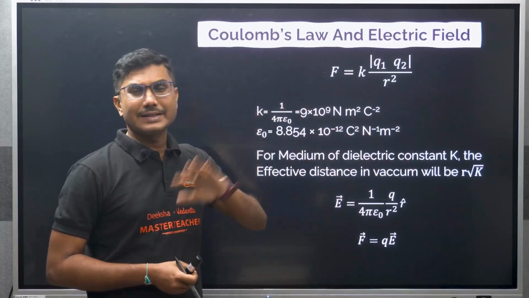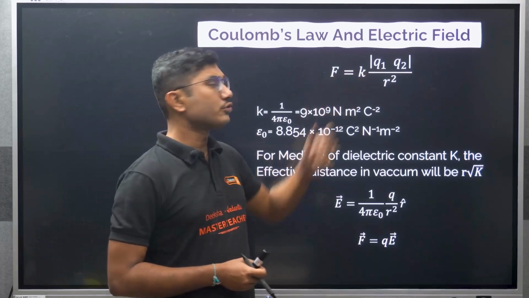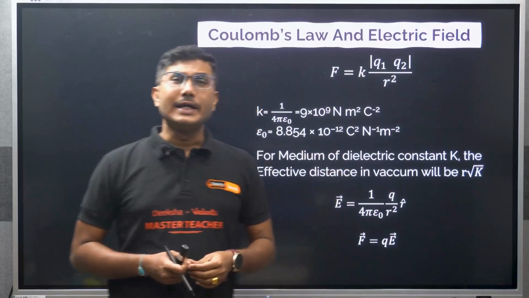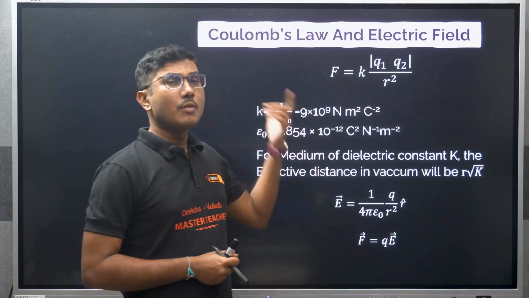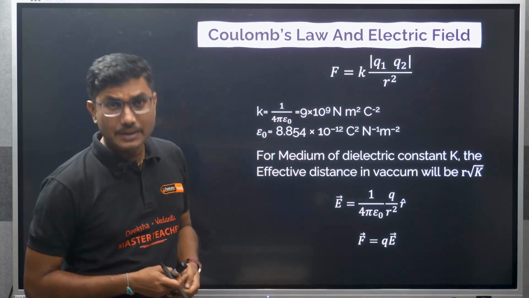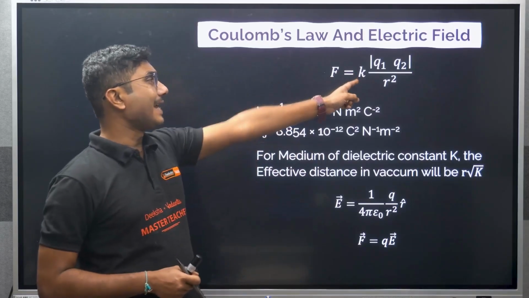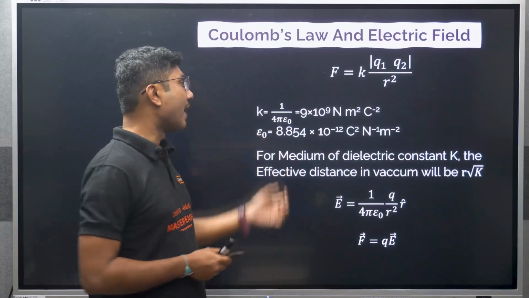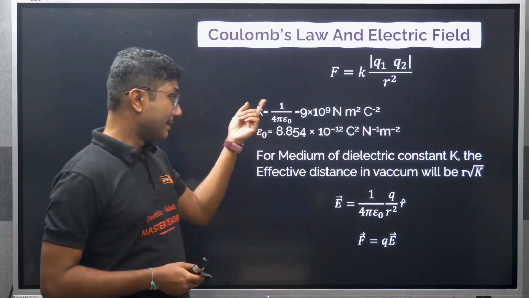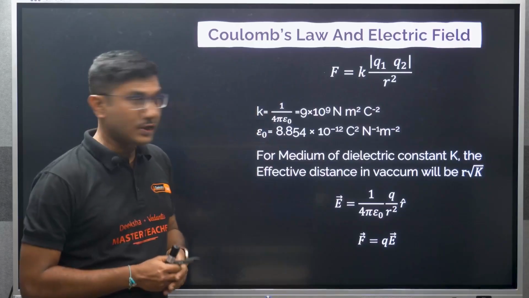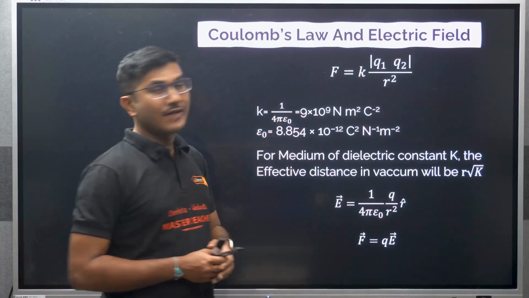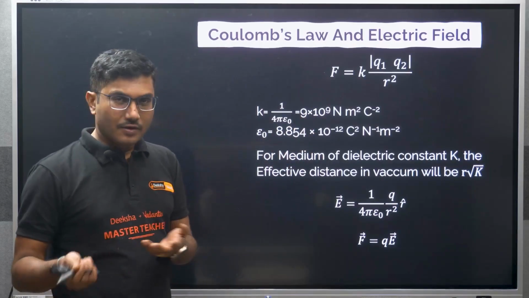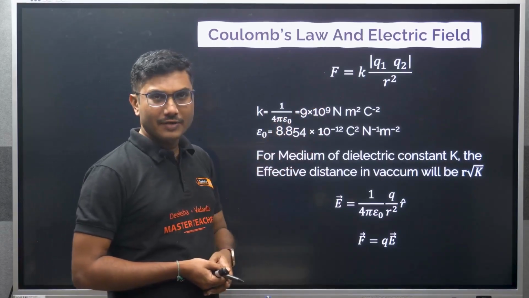In any case, if you find the force to be negative, that means it is an attractive force. Negative force signifies attractive force. Positive force signifies repulsive force. Now this K is called Coulomb's constant. It is a very important value to remember. Mathematically it is 1 by 4 pi epsilon naught, and numerically the value can be approximated to be 9 into 10 to the power of 9. Very easy to remember, 9 into 10 to the power of 9, right?